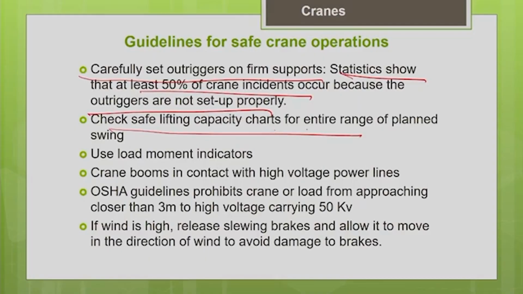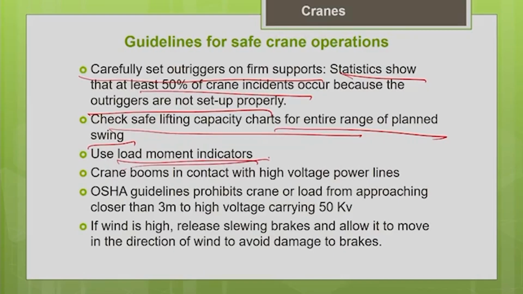That is very important. You know that lifting capacity will vary with the operating radius, and the lifting capacity varies depending upon the position of the boom with respect to the carrier. So, you have to check for the entire range of the planned swing, and in modern cranes you have load moment indicators also. If the load is exceeded at a particular operating radius, it gives you a warning, alarm or indication, so that we can check for safety.